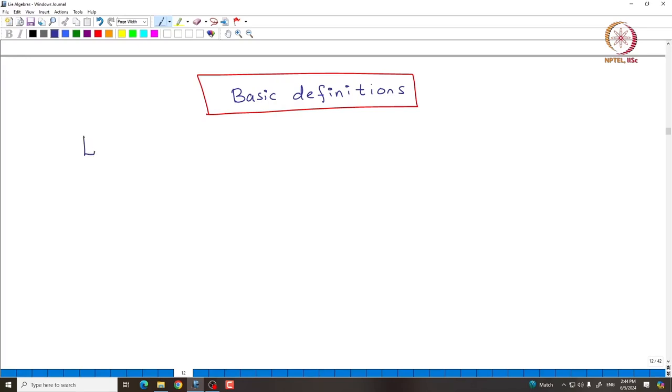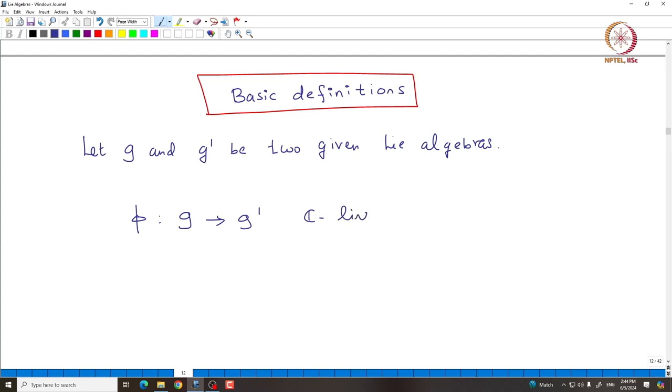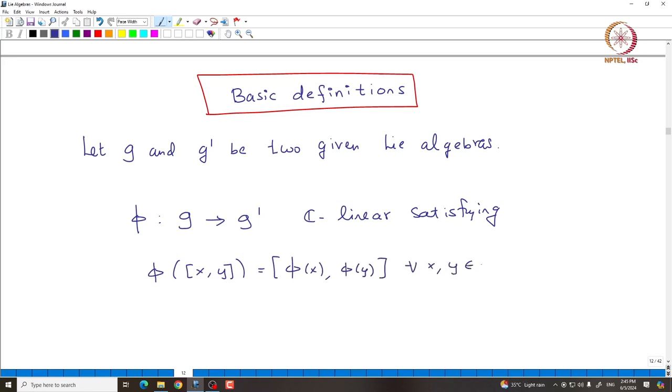So let G and G' be two given Lie algebras. A homomorphism from G to G' is first of all a C-linear map, let us call it pi, satisfying the following condition. If you take pi of the bracket [x, y], that is supposed to be equal to the bracket of pi of x, pi of y, and this should be true for all x, y in G.